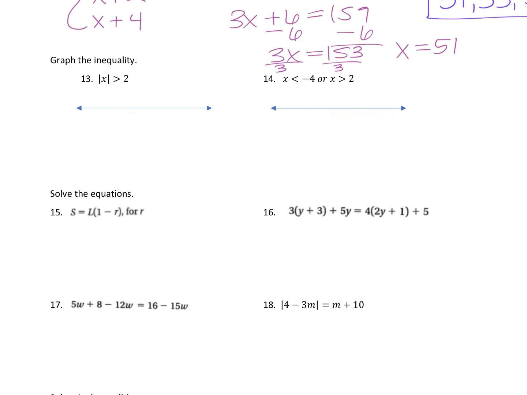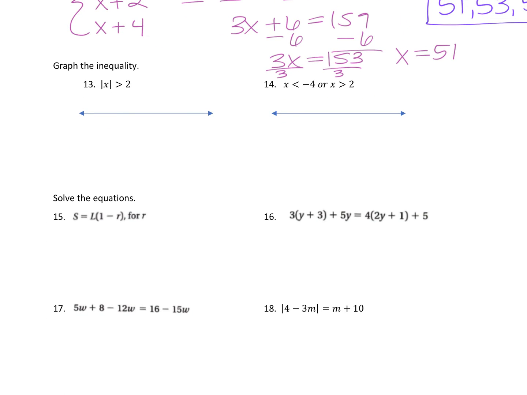Okay, 13 got done wrong on the quiz a lot, right? What always happens with absolute value? In this case, inequalities, right? So it's going to be x is greater than 2, or what? X is less than negative 2. So you have a negative 2 and a positive 2.